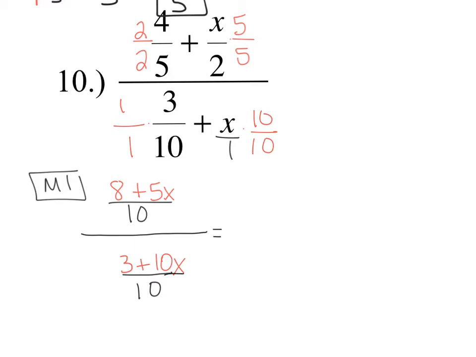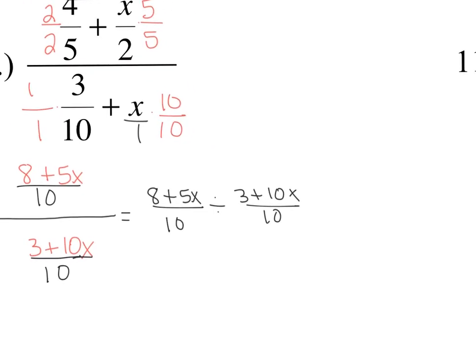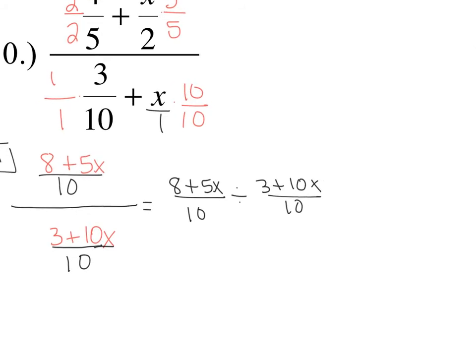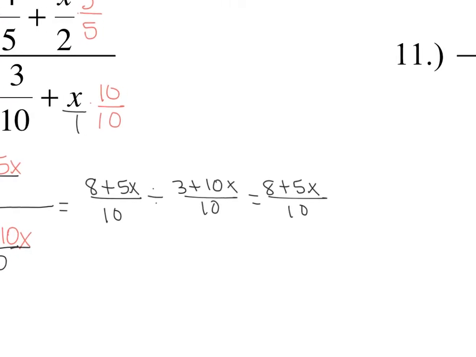So now when I divide my fractions, we'll have our top fraction, 8 plus 5x, divided by 10, divided by 3 plus 10x, divided by 10. And then you have to change it to multiplication. So that would become 8 plus 5x divided by 10 times 10 divided by 3 plus 10x.